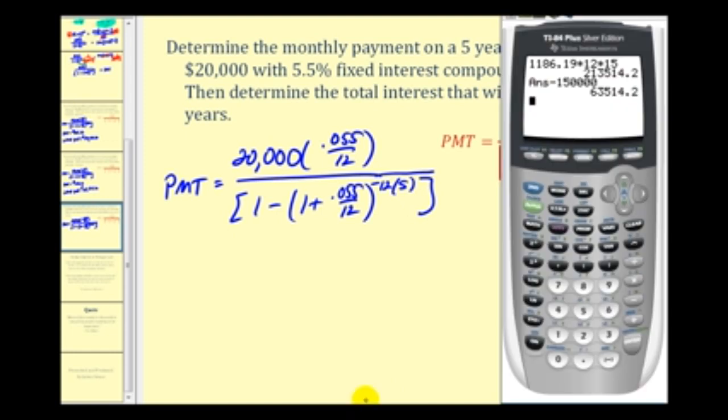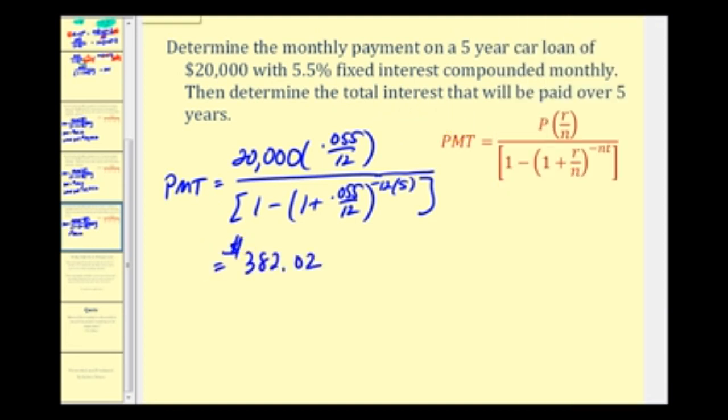Let's go back to our calculator. Our exponent here is going to be negative 12 times 5. That'll be negative 60. And there's our denominator. So our monthly payment would be approximately $382.02. And then again, the total amount of interest paid over 5 years, we'll determine the total amount paid, and then we'll subtract the loan amount of $20,000.